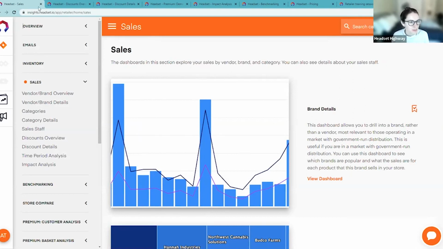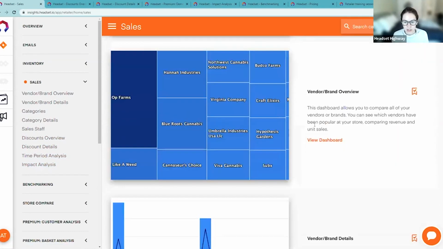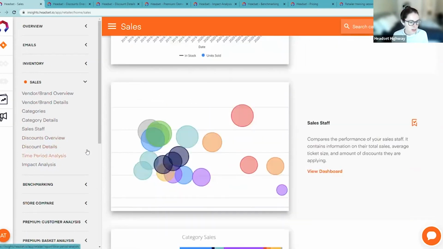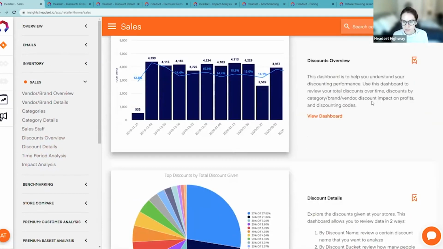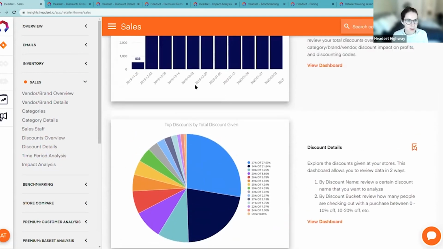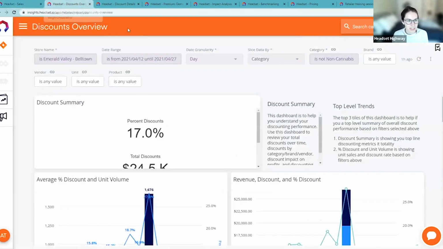So within the sales module over here on the left side panel, we have quite a few different dashboards to take a look at. The ones that we're going to be focusing on are called discount overview and discount details right now. We'll also be taking a look at impact analysis too. At the very bottom of the screen, you can scroll down or click into discount overview here. Discount overview and details are going to be at the bottom. I do already have this tab pulled up, so we're going to be jumping into discount overview.